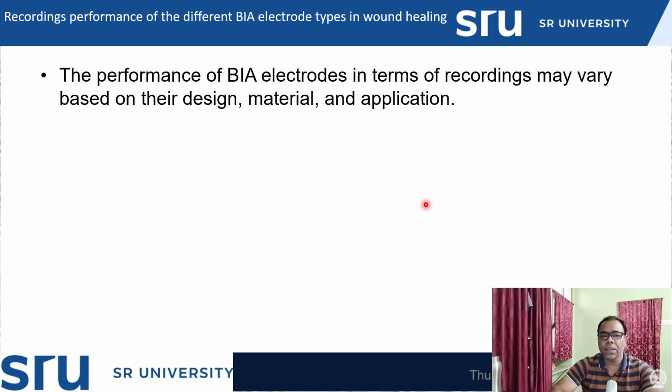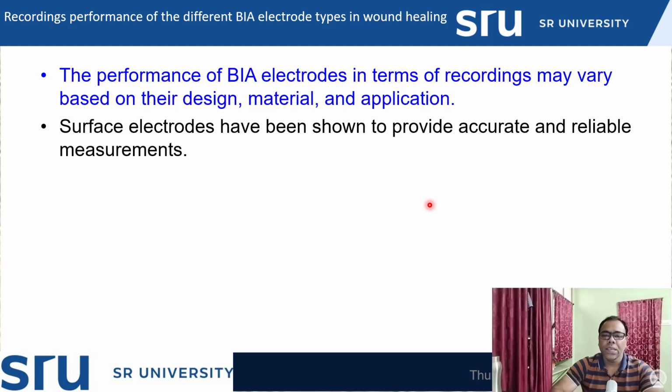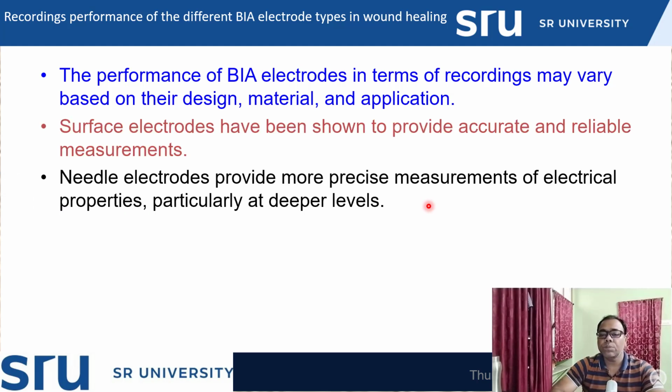Similarly, the recording performance of the BI electrode in wound healing depends upon various factors. The performance of the BI electrode in terms of recordings may vary based on design, materials and applications. Surface electrodes have been shown to provide more accurate and reliable measurement. As I was discussing about the different types of electrodes, surface electrodes can give more accurate and reliable information than the other types of electrodes.